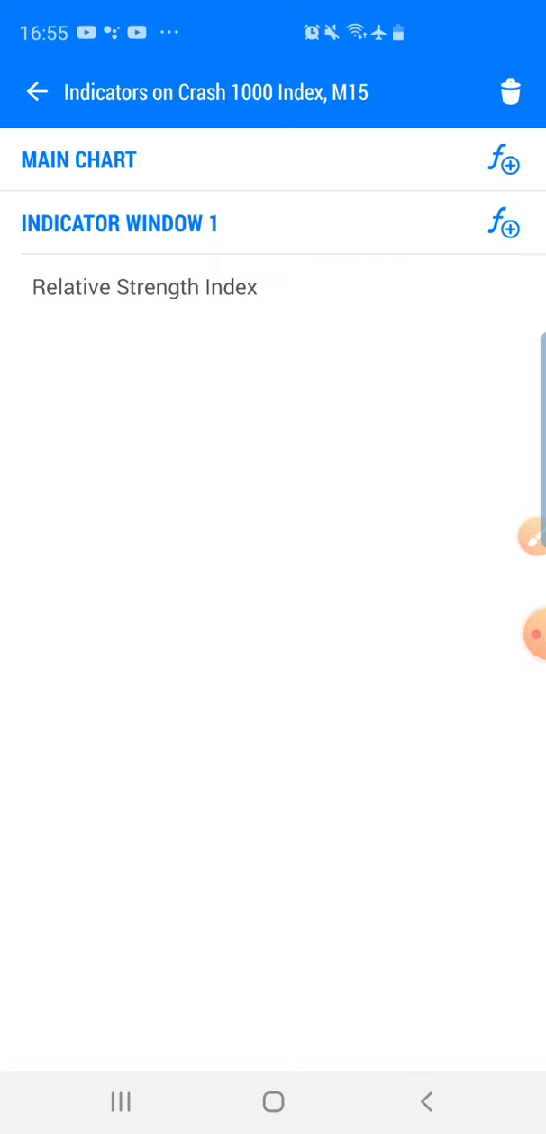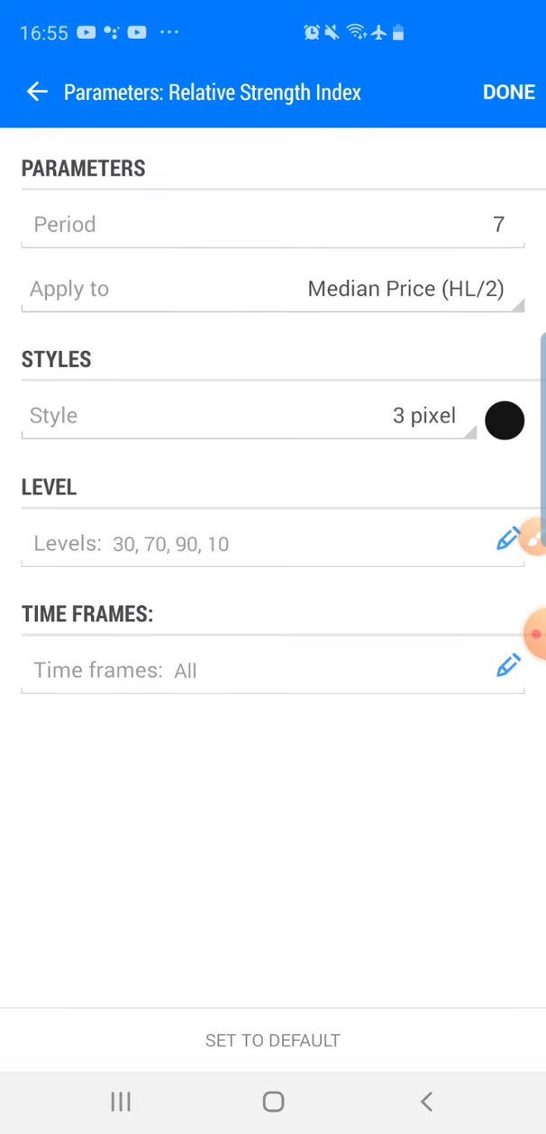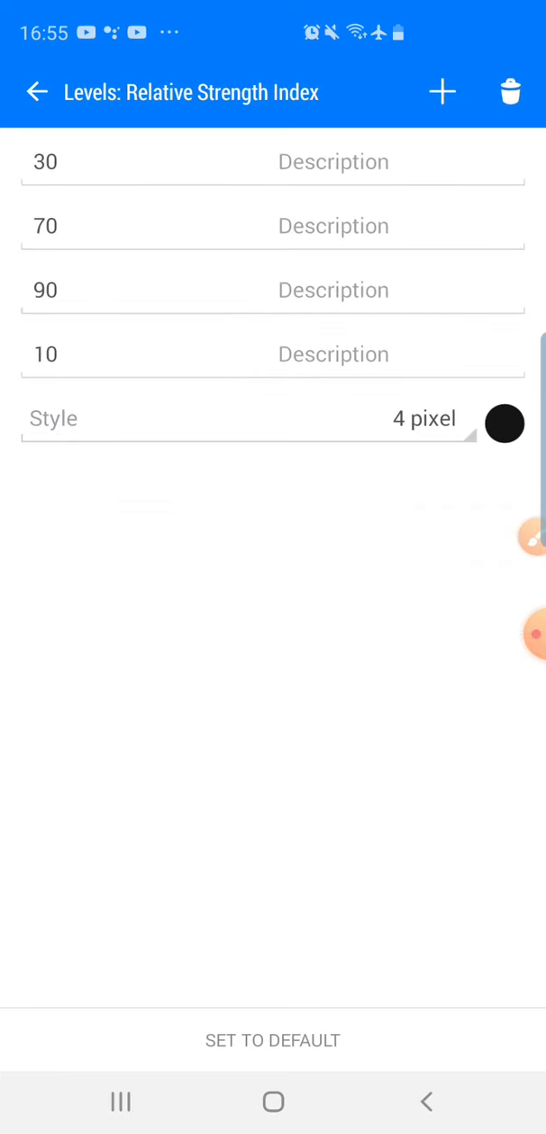If you are setting it up on your mobile, desktop or laptop, anything you are using, you just look for relative strength index, or RSI. Click on it. The setup is simple. Period 7, apply to median price, bracket high low. You can screenshot this and set it up however you want. The levels we have are 30, 70, 90, 10. But for me, just set it the same way and wait for divergence.